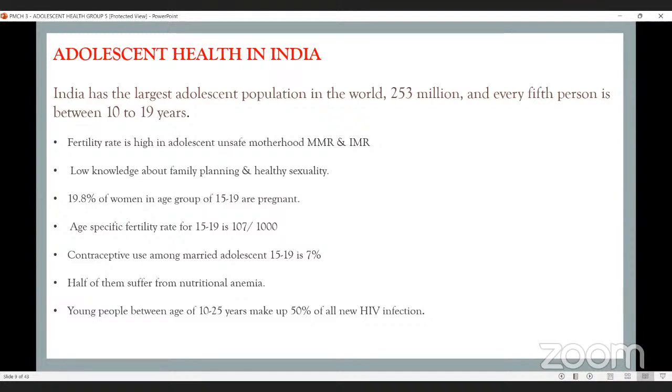Approximately 19.8% of women in the age group of 15 to 19 are pregnant. The age-specific fertility rate for the 15 to 19 age group is 107 per 1,000. Contraceptive use among married adolescents in the same age group is 7%. Half of them suffer from nutritional anemia. Young people aged between 10 to 25 years make up 50% of all new HIV infections.